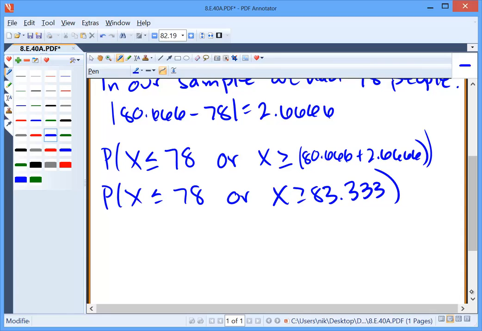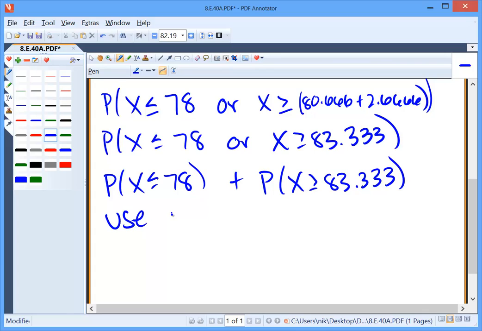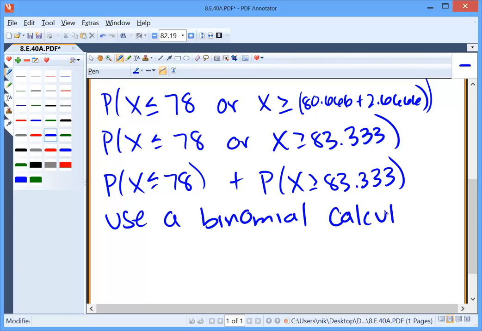Now remember, this is a binomial distribution, so we can just find the probability that x is less than or equal to 78 plus the probability that x is greater than or equal to 83.333. And at this point, you need to use a binomial table, calculator, app, Excel, anything that you use to find binomial probabilities. Because you could find them all by hand, but you'd have to find the probability that x goes all the way from 0 to 78 and 83 all the way up to 121, which would take a really long time. So we want to use some kind of calculator.